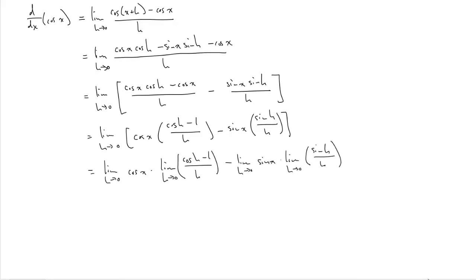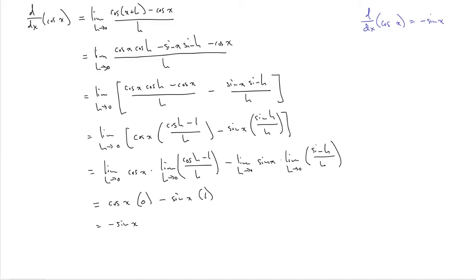And the beauty of this is we know all of these limits. As h approaches 0, cosine of x and sine of x both stay cosine of x and sine of x, and the other two limits are the exact same ones that we just computed. And we get the cosine of x times 0 minus the sine of x times 1, or just the negative sine of x. And what we have now is the beautiful formula that the derivative of the cosine of x is the negative sine of x.